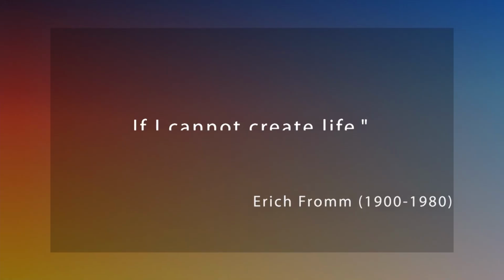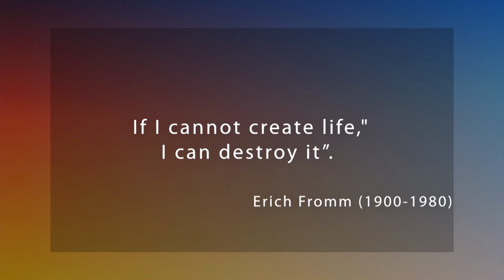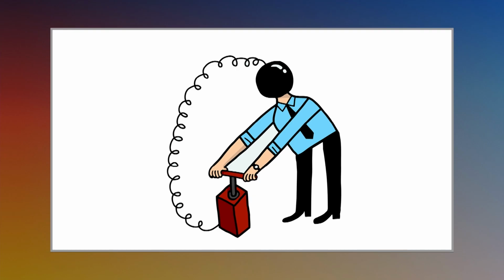He wrote, I quote, "If I cannot create life, I can destroy it." According to Fromm, destructiveness is the antithesis of creativity. Destroying life also makes you transcend it. A person can overcome the passive state by destructive behaviors. Like creativity, destructiveness involves interaction with the outside world. The only options available to a person are to create or destroy. There are only two ways to experience transcendence, that is through love or hatred.